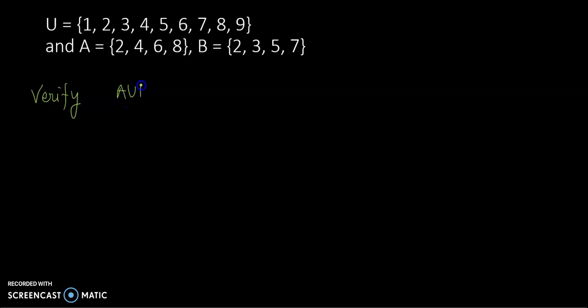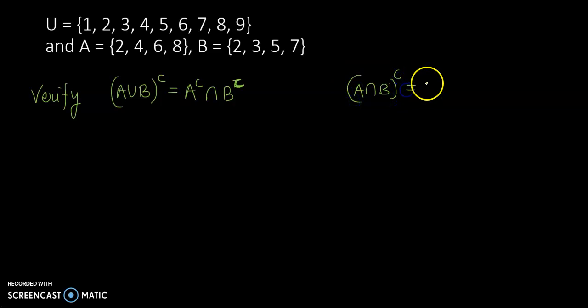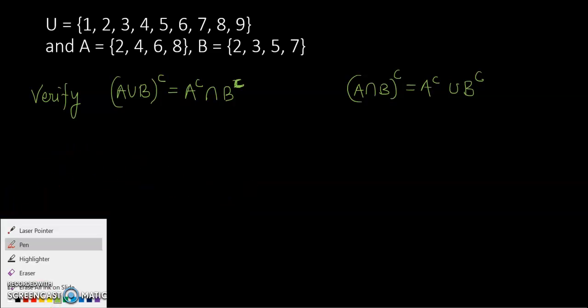that A union B complement is equal to A complement intersection B complement, and the second part is A intersection B complement is equal to A complement union B complement. So let's verify these results one by one. First I'm going to verify the result on my left.